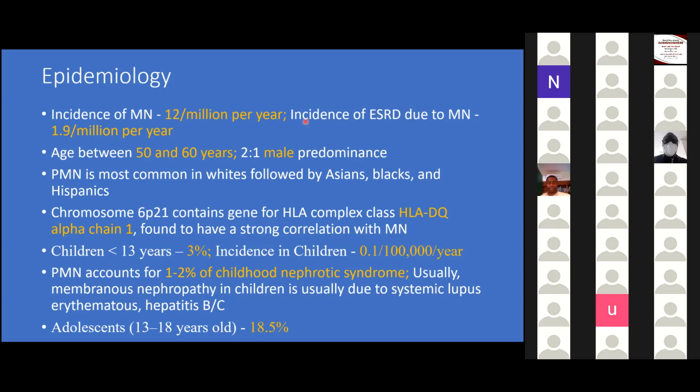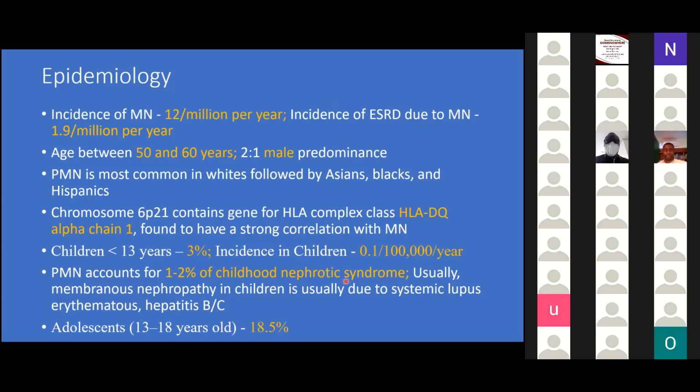There are some chromosomal abnormalities identified. The chromosome 6p21 contains the gene for the HLA complex class, HLA-DQ alpha chain 1. It has been found to have a strong correlation with membranous nephropathy. Children less than 30 years also can have membranous nephropathy.